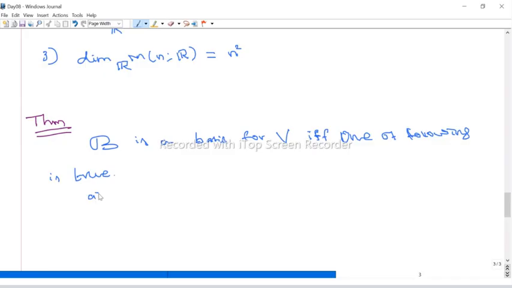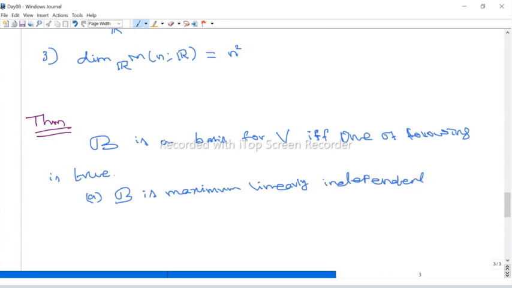So the first one is, this script B is a maximum linearly independent set. If you add one more element, that is not linearly independent. It should be linearly dependent. So this is the maximum linearly independent set.